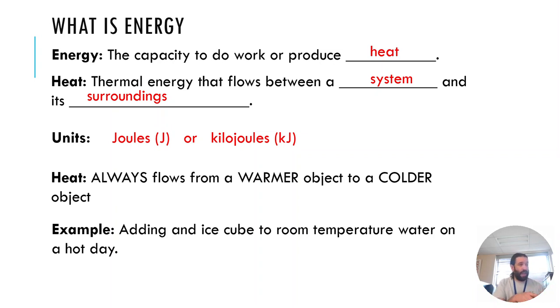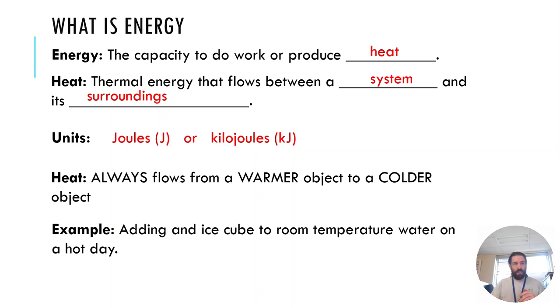A good example of that is putting an ice cube in a glass of water. When you put an ice cube in a glass of room temperature water, the water is warmer than the ice cube. So heat will flow out of the water into the ice cube, which causes the temperature of the water to go down. It causes the temperature of the ice cube to go up, so the ice cube begins to melt.